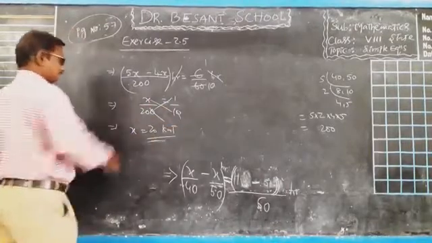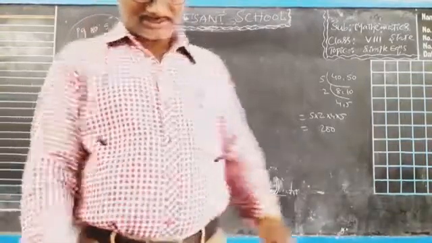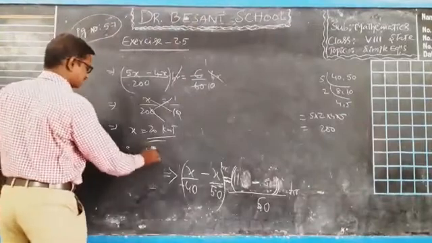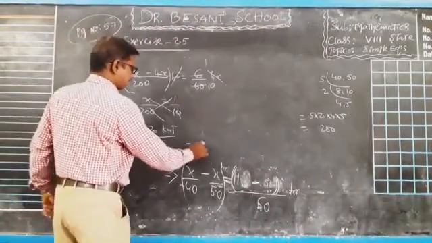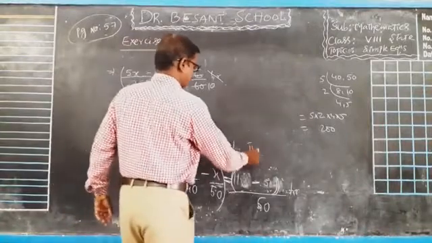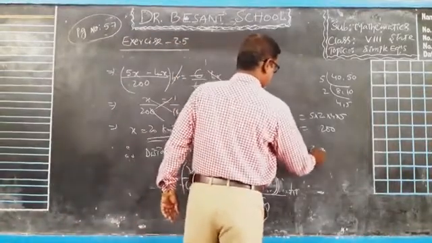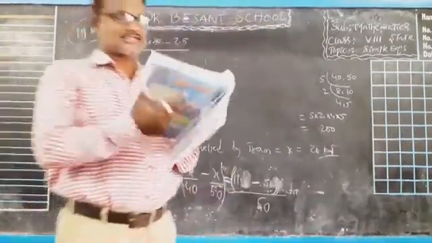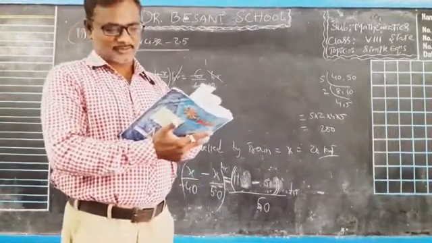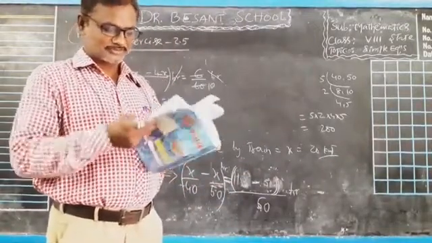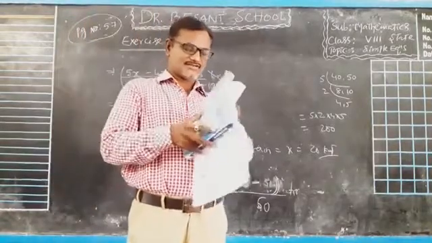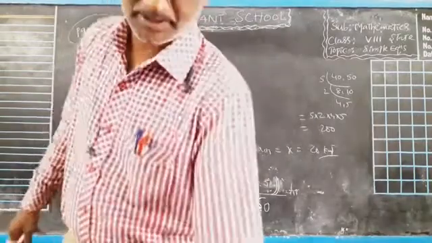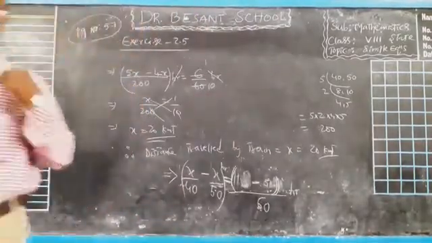So 20 kilometers. What is the distance traveled by the train? 20 kilometers. Therefore, the distance traveled by the train, we got x is equal to 20 kilometers. Okay children, let us verify with the textbook whether this answer is right or wrong. This is the problem from exercise 2.5, 10th one. Once verify, children: exercise 2.5, 10th one, yes, 20 kilometers. It is absolutely right, 20 kilometers. Did you understand, children?